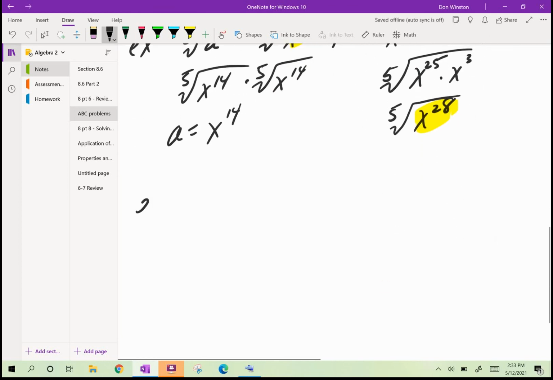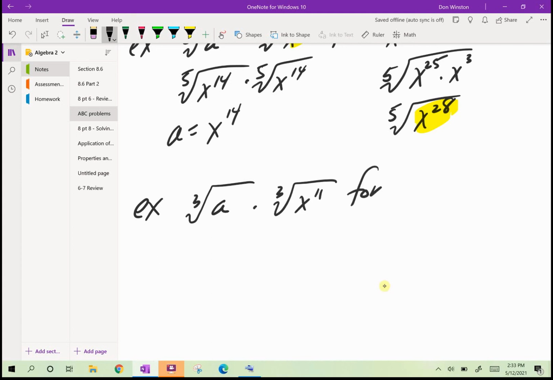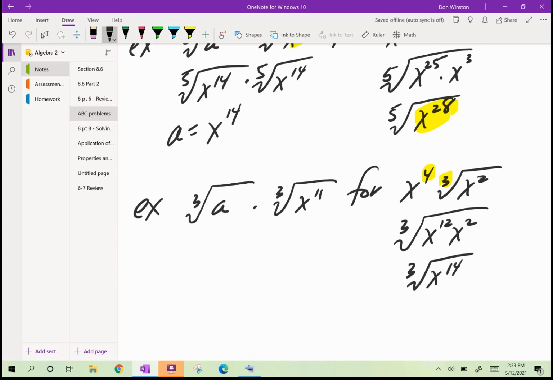Another example. Here, again, we're just reversing the process. Let's say I have the cube root of A, and I'm going to multiply that by the cube root of x to the 11th, to get x to the 4th times the cube root of x squared. Again, we just reverse the process. My exponent here is 4. My index is 3. With variables, we just multiply. So this is going to be the cube root of 4 times 3, so x to the 12 times x squared, and that would be the cube root of x to the 14th.